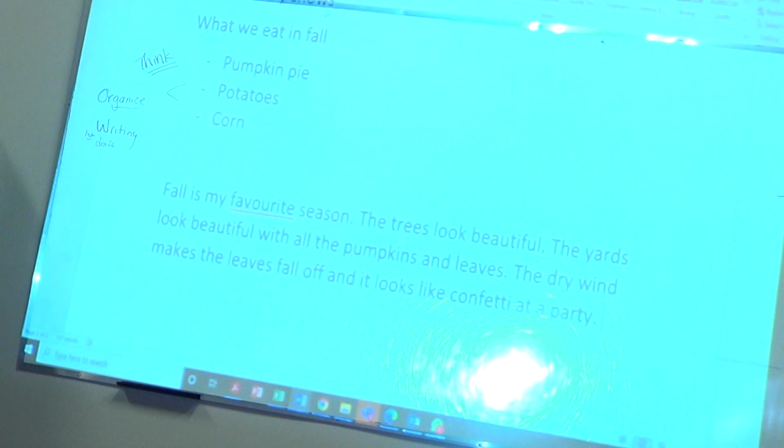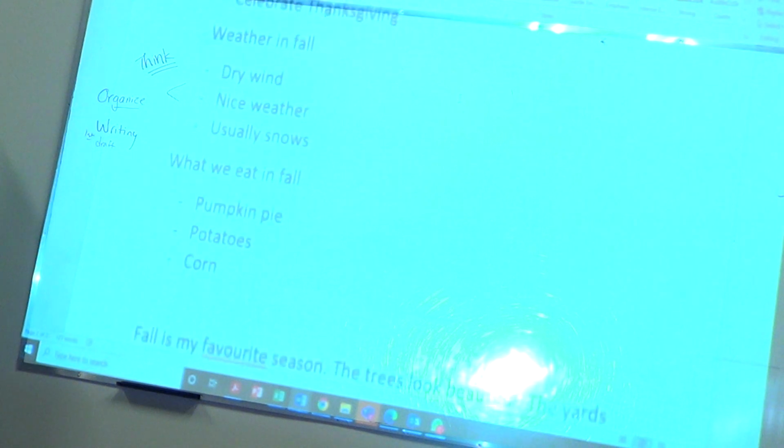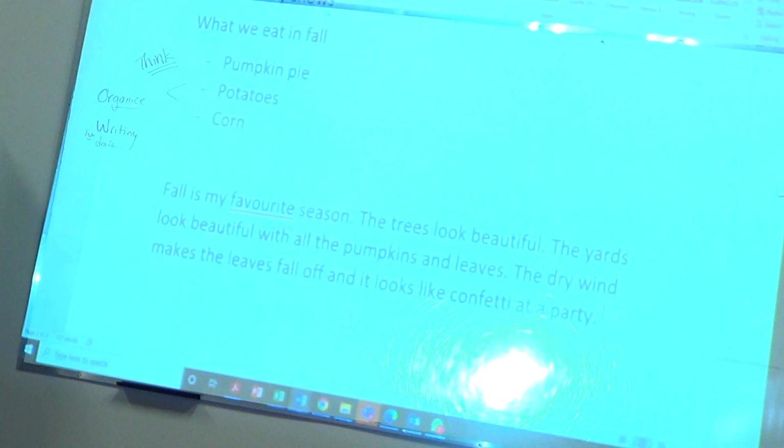So we're going to keep going with the weather. What else did we say about the weather? Dry wind, nice weather, usually snows. We can leave something out. We don't have to. If we say it usually snows and we say fall is the favorite, like that we like it, then we'd be happy that it usually snows. So what can we say about that? How can we say that? I guess we're all not too excited about the snow or something, I don't know. Okay.